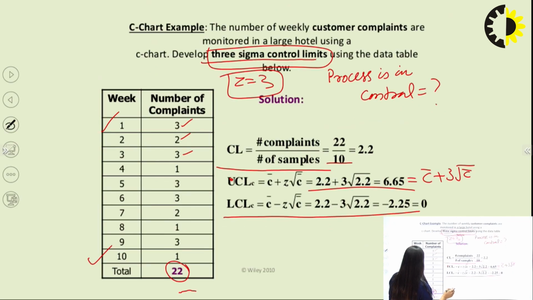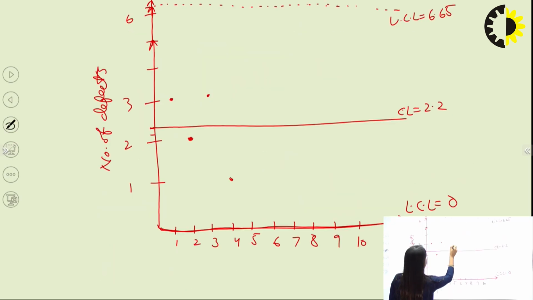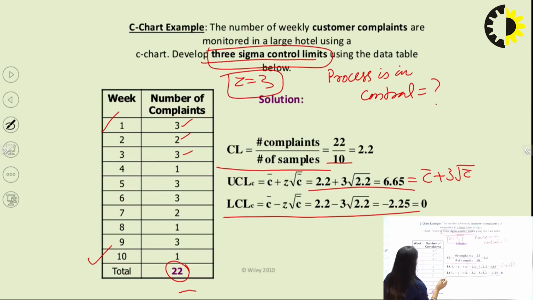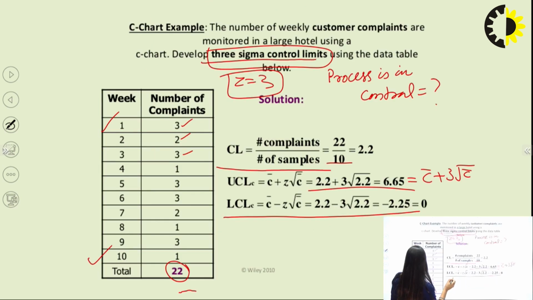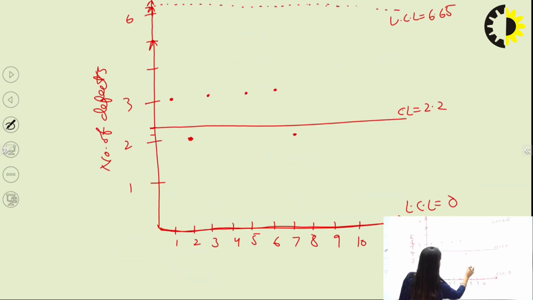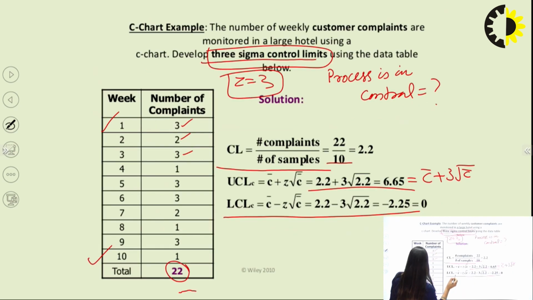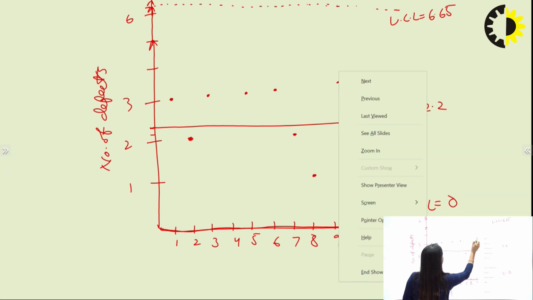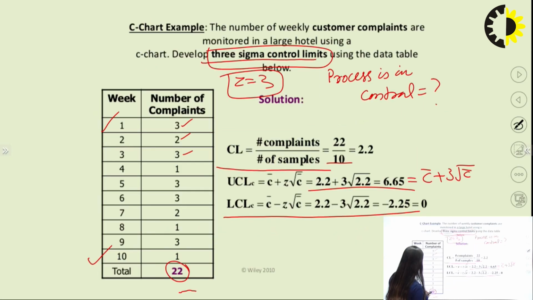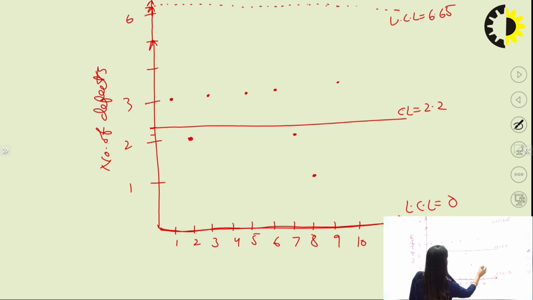On the 5th day it is given 3, again on the 6th day it is given 6, on the 7th it is 2, on the 8th day it is 1, so it is somewhere here 1, on the 9th day it is 3, so on the 9th day it is somewhere here 3, and on the 10th day it is given 1, so on the 10th day again it is here somewhere 1.